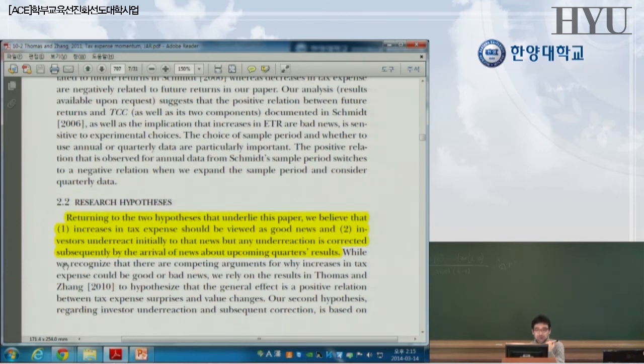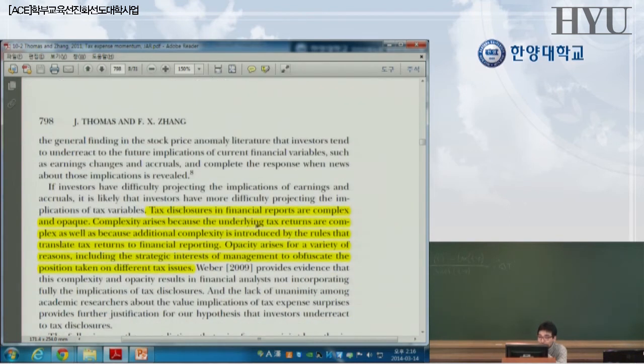Anyway, they developed the hypotheses. Returning to the two hypotheses that underlie this paper: we believe that an increase in tax expense should be viewed as good news, and investors underreact initially to the news, but any underreaction is corrected subsequently by the arrival of news about the upcoming quarter's results. So it is their hypothesis.